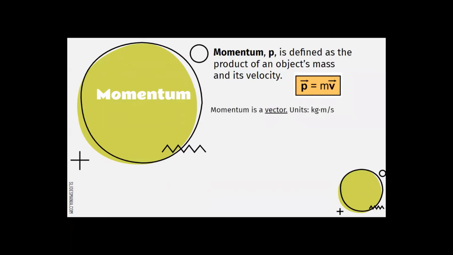As I said, momentum is a vector, and the units for momentum are kilograms times meters per second. There is no special unit for momentum, so we just use these units of kilograms times meters per second. One important thing to note about momentum as a vector quantity is that the direction of momentum is always the same direction as the velocity. So when we talk about momentum's direction, it will always be the same direction in which the object is moving. So the same direction as the velocity.